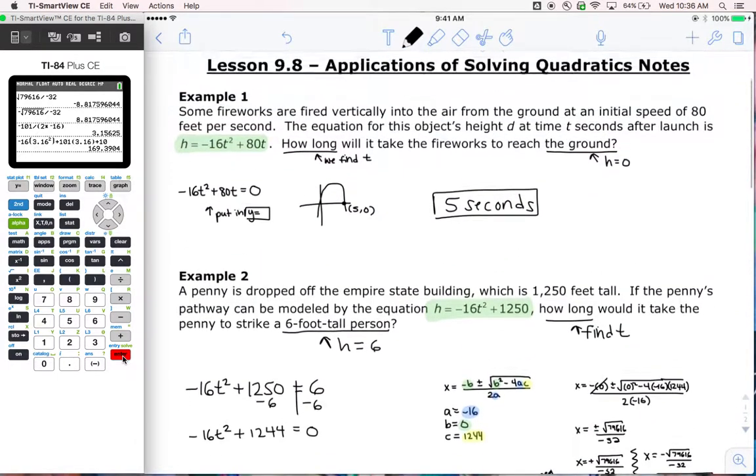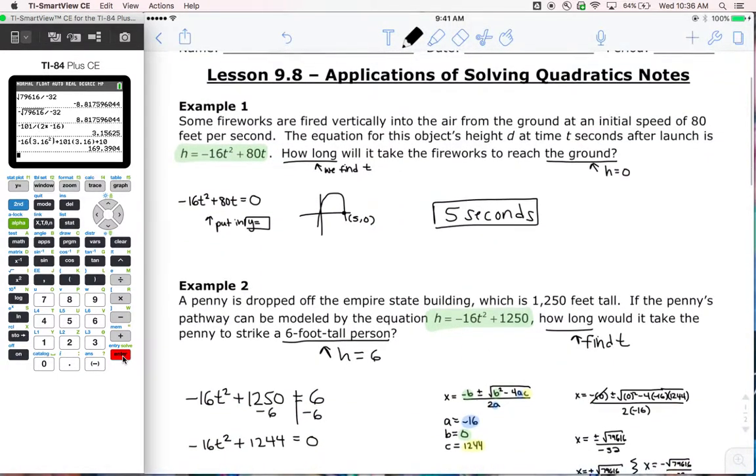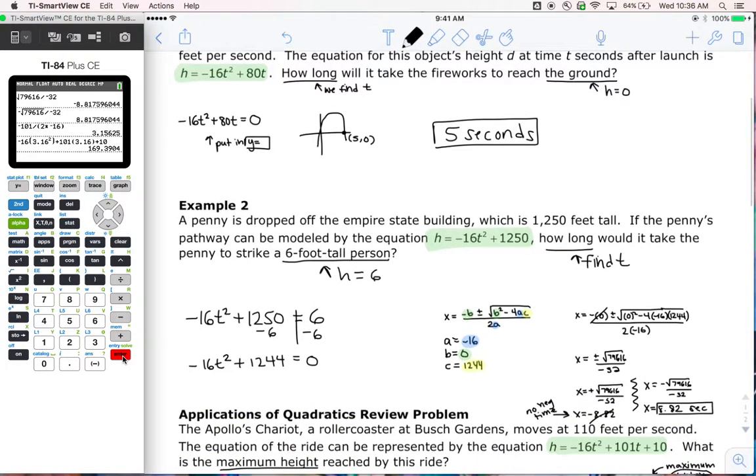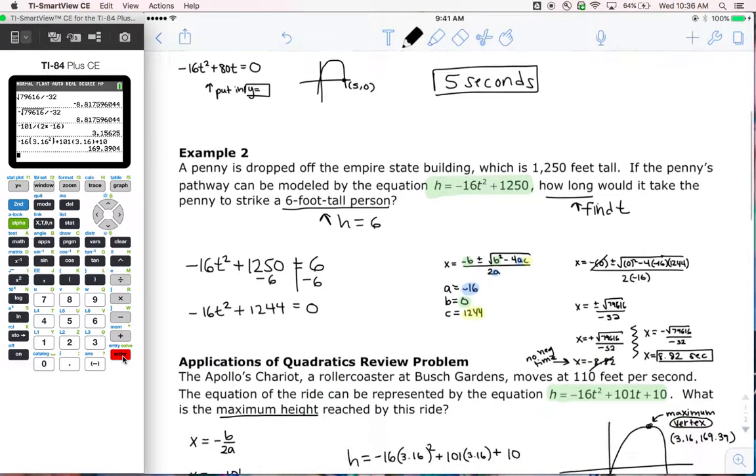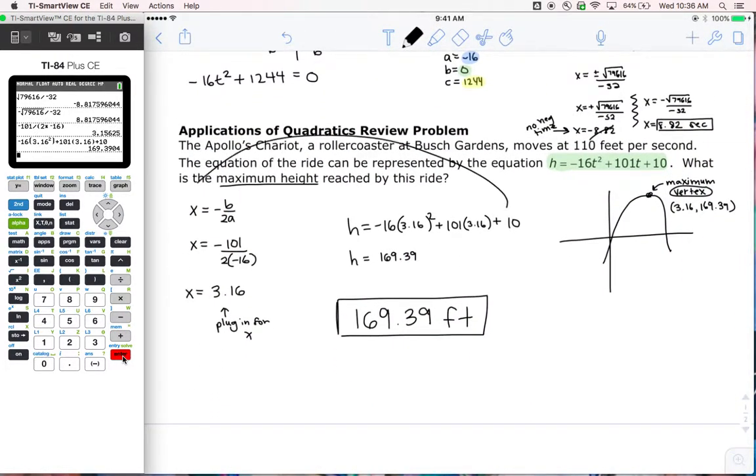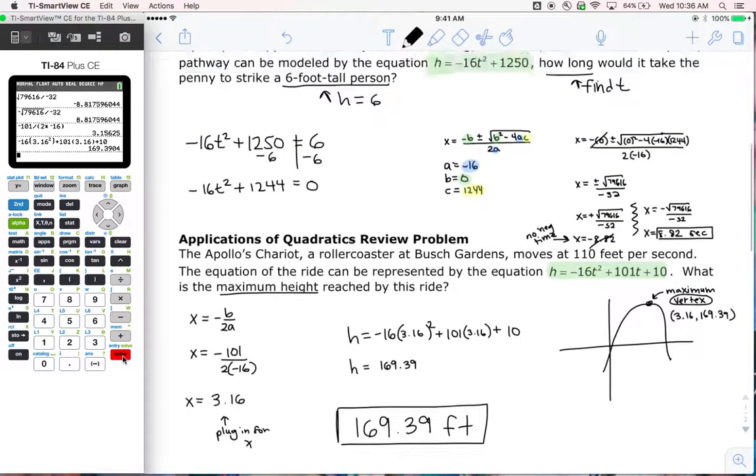All right, again, solve these with your calculator if you can. If not, use the quadratic formula. And don't forget that there are other things we can find in quadratics besides the zeros, right? Things like maximum, minimum, and all that good stuff.